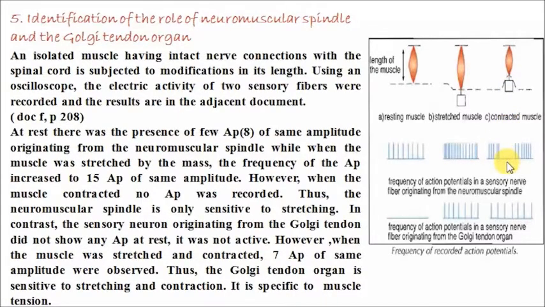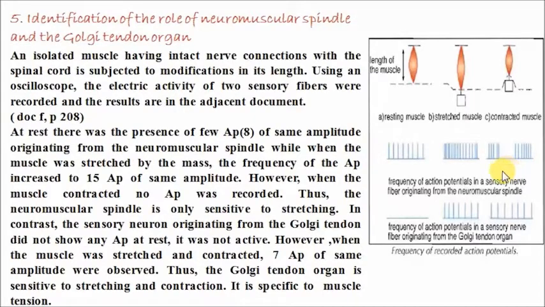Now, however, when this muscle contracted, in this region here in the middle, they observed no action potential. Therefore, a conclusion was reached that the neuromuscular spindle is only sensitive to stretching, because we have a nervous message recorded when it was in a stretching state, but there was no nervous message recorded here. The neuromuscular spindle is only sensitive to stretching. That is, when it was stretched, it showed an increase in the frequency of action potential. However, when it was contracted, there was no action potential.